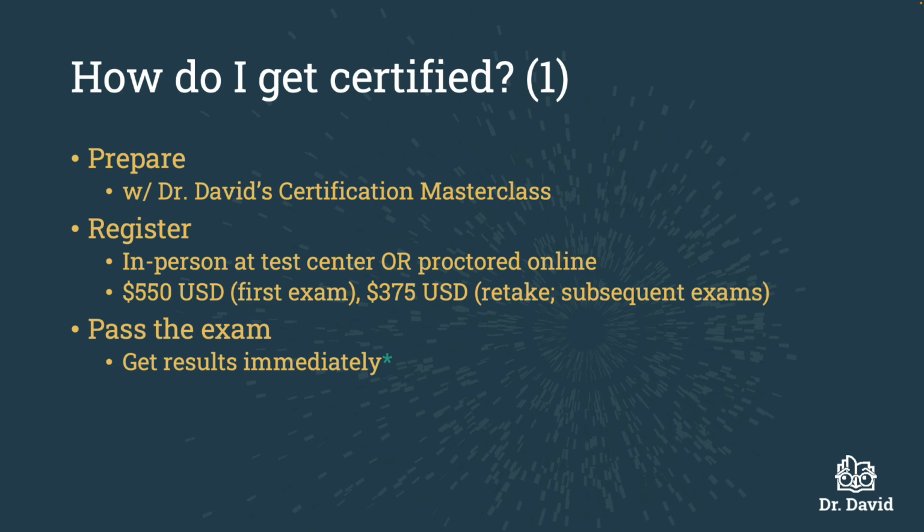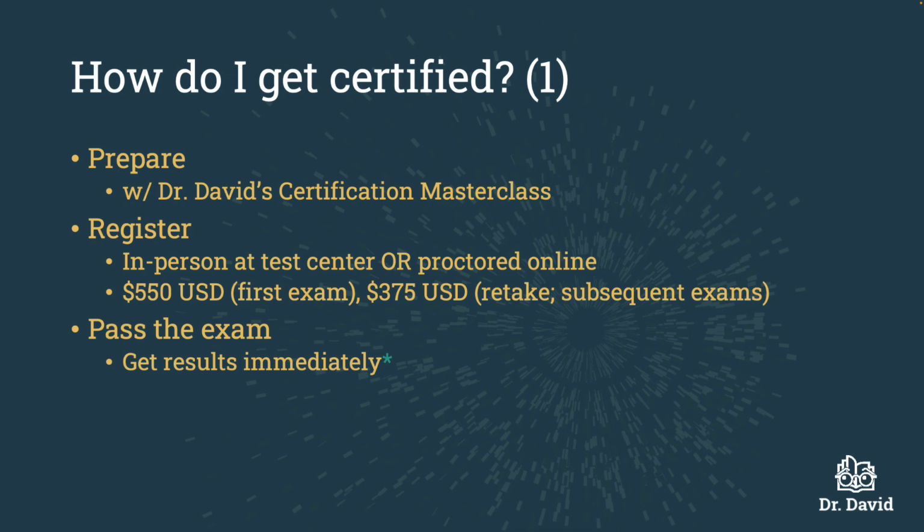Regardless of where and how you take the exam, if this is your first time taking an IAPP exam, the registration fee is $550 US. If you are retaking an exam, or if this is your second IAPP exam, then that registration fee is discounted, and the registration fee there is $375. A quick note on these registration fees: these apply to all of the exams except for the AIGP exam.